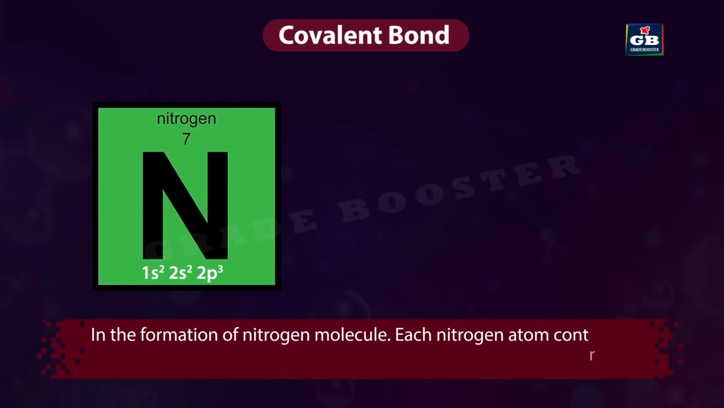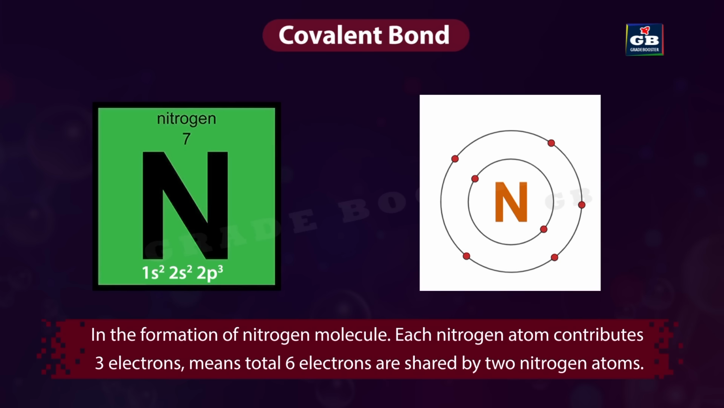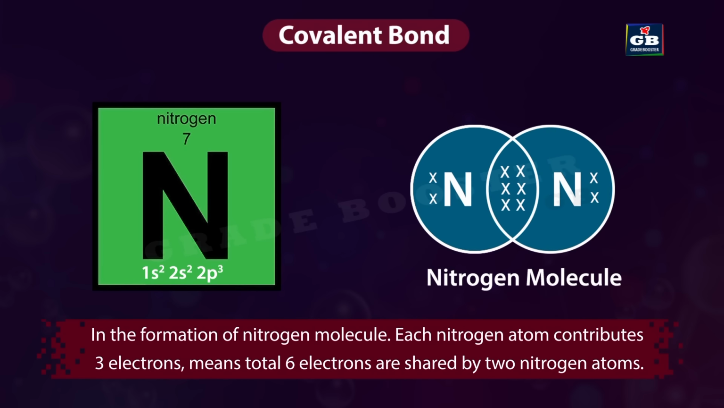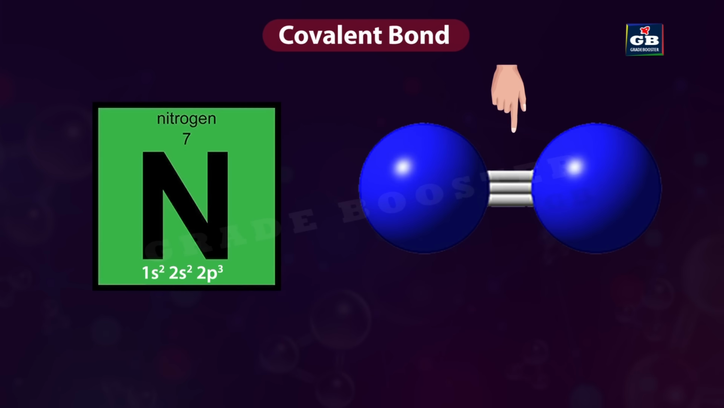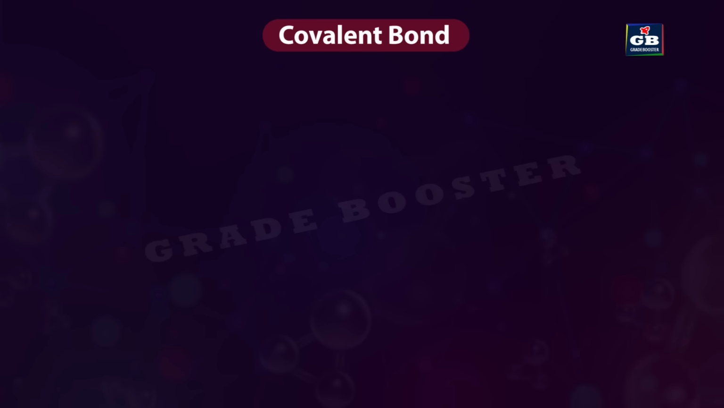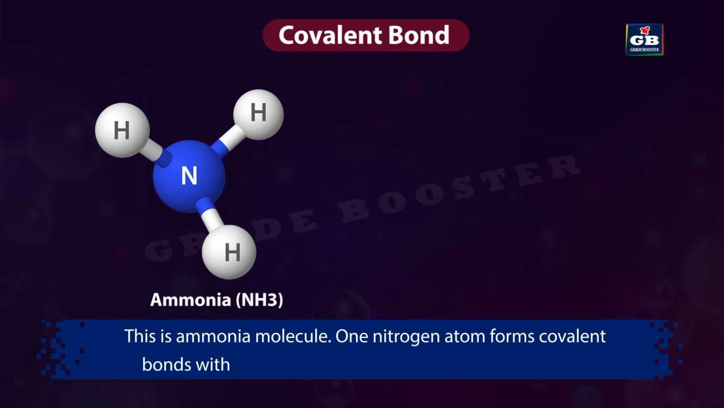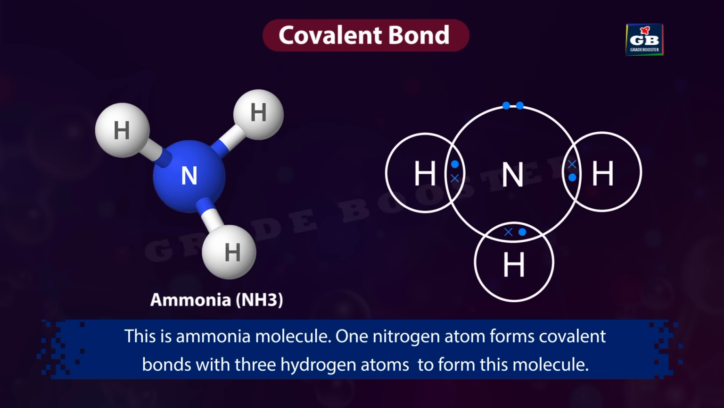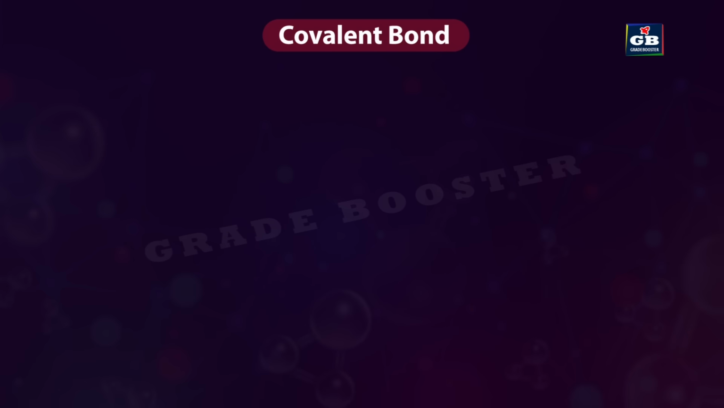Nitrogen. In the formation of a nitrogen molecule, each nitrogen atom contributes 3 electrons, meaning a total of 6 electrons are shared by 2 nitrogen atoms. Here a triple bond is formed. This is an ammonia molecule. One nitrogen atom forms covalent bonds with 3 hydrogen atoms to form this molecule. Here all the 3 bonds are single bonds.